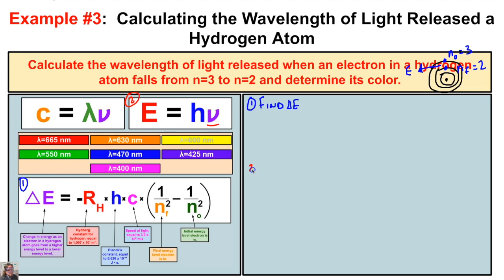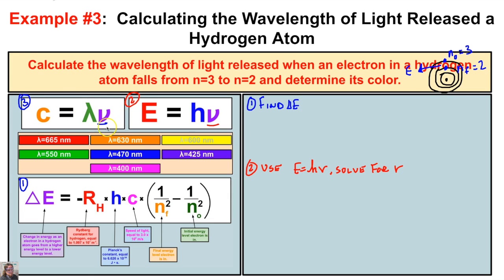So in our second step, what we're going to do is use E equals h times nu, and we are going to solve for frequency. In our third step, what we can then do is plug the frequency value that we just figured out in step 2 into this formula right here.